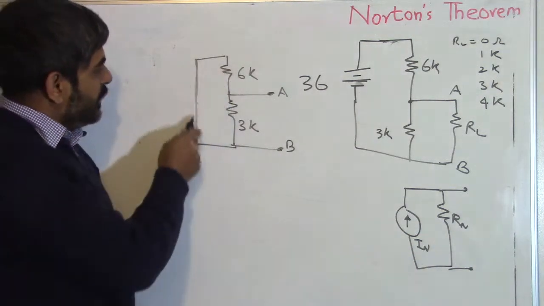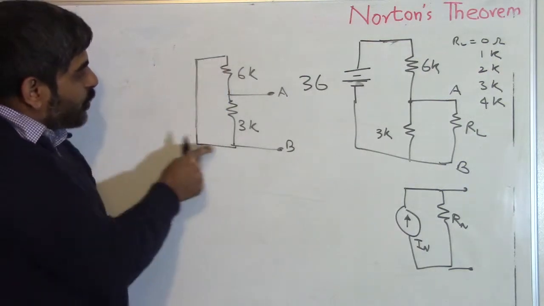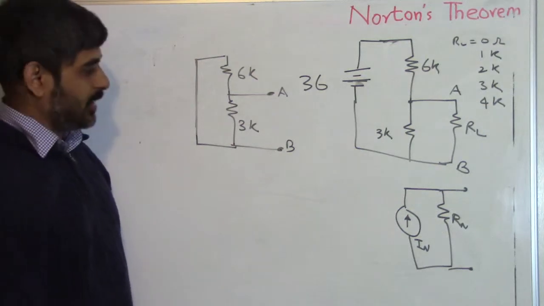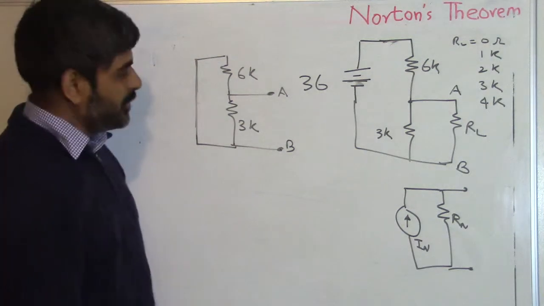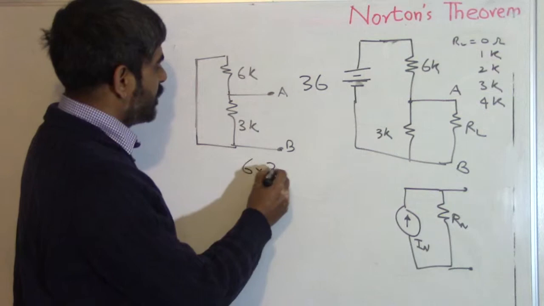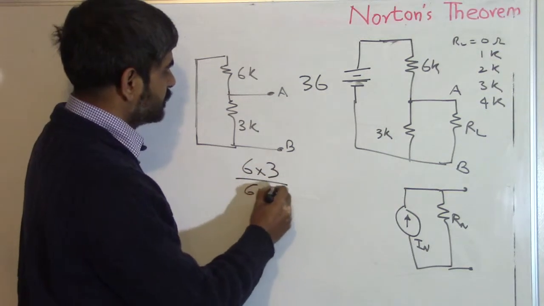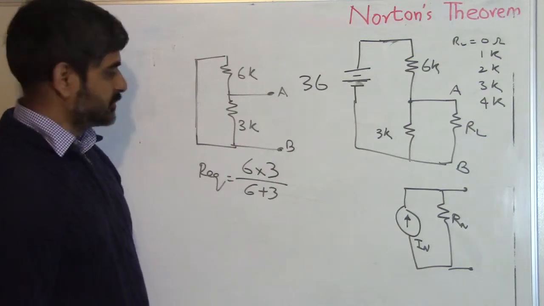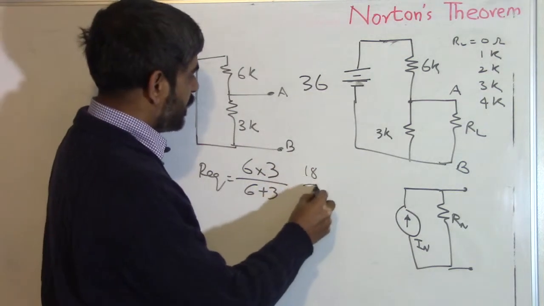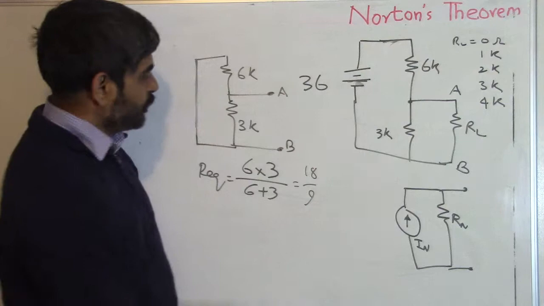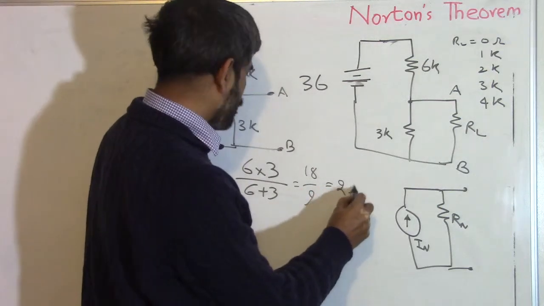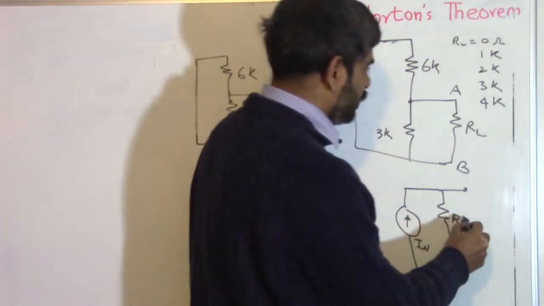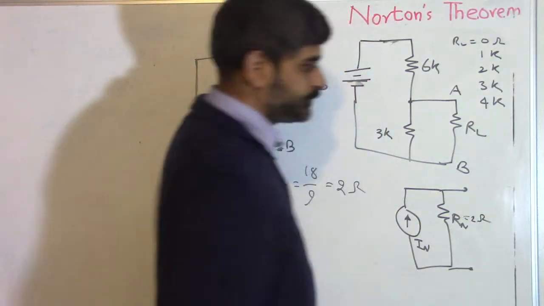This 6K, if you rotate it and bring this point and connect it here, these two resistors are in fact in parallel, and their equivalent resistance will be 6 multiplied by 3 divided by 6 plus 3, call it R equivalent, the resistance of two parallel resistors. 18 divided by 9 is equal to 2 ohm. So we have found Rn equal to 2 ohms.